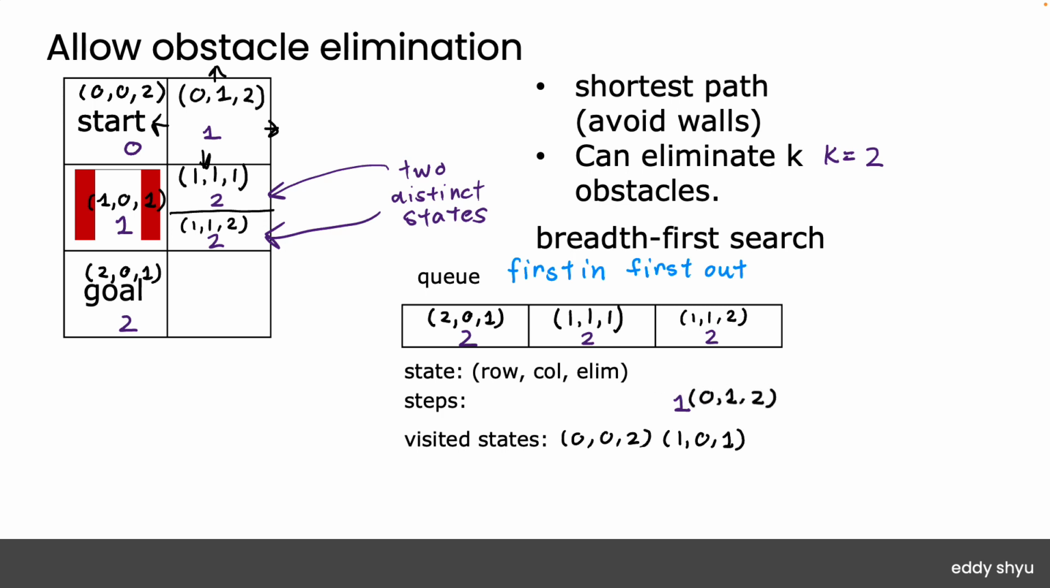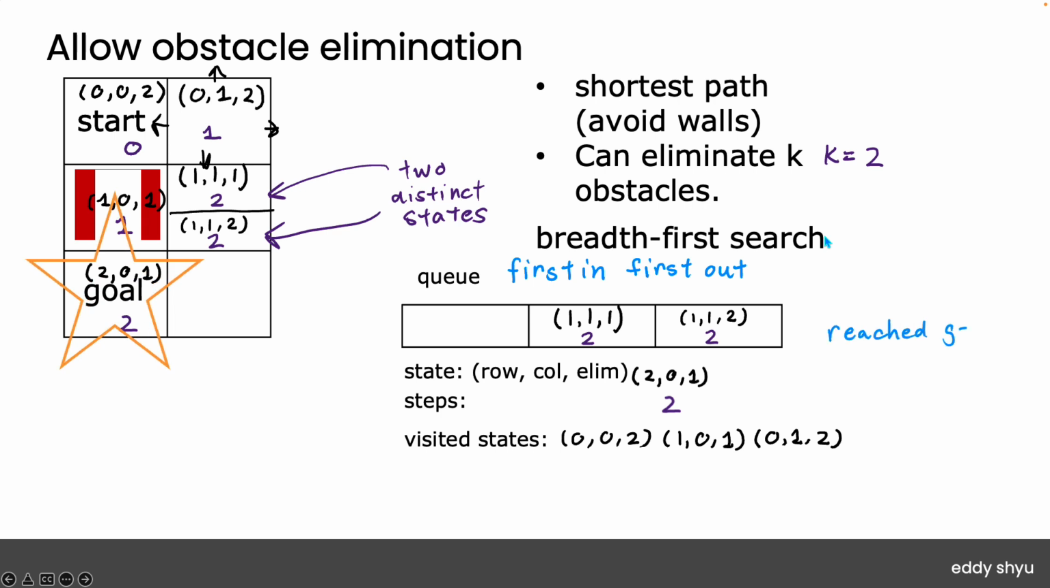Okay. And again, let's store this in the visited states, and then we'll pop off the front of the queue. In our current state, we'll realize that we're at row 2, column 0, which is the goal location. So we've reached the goal, and we can return the number of steps, which is 2 steps.